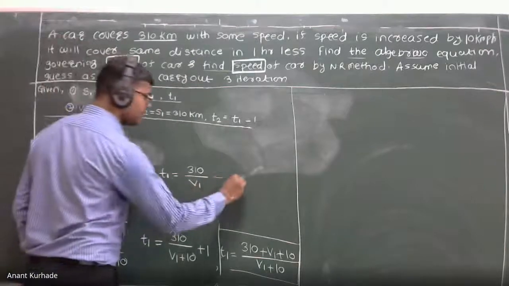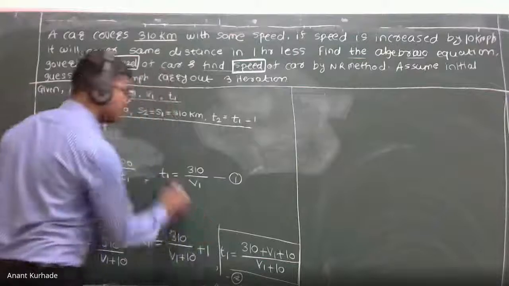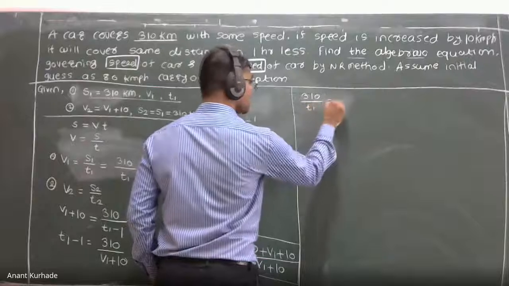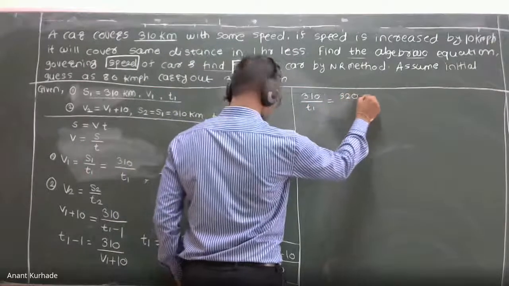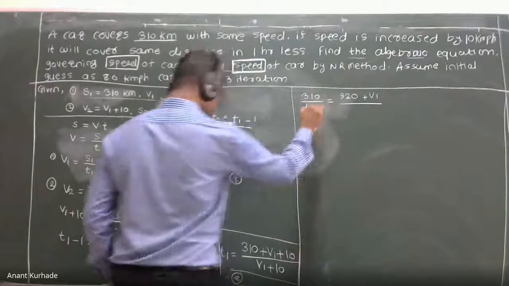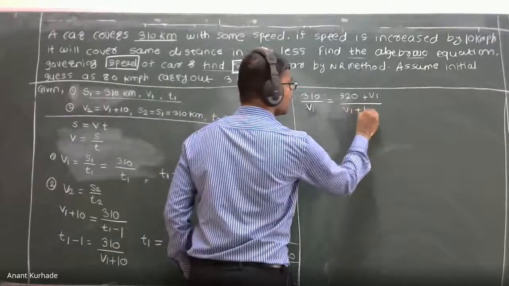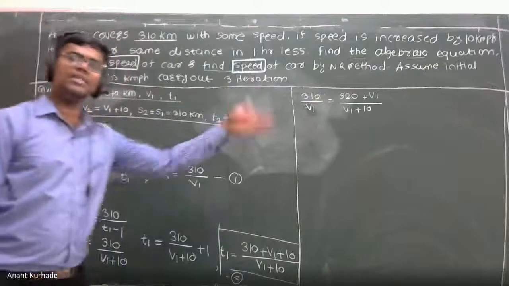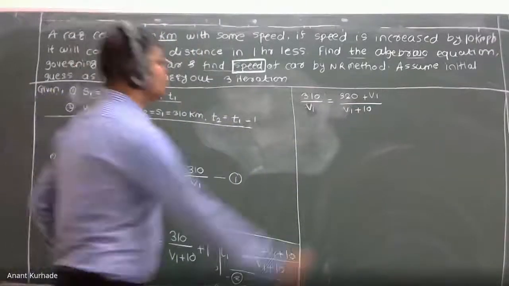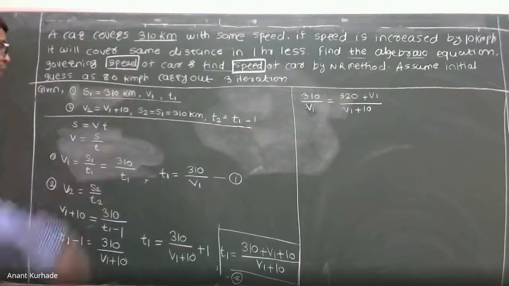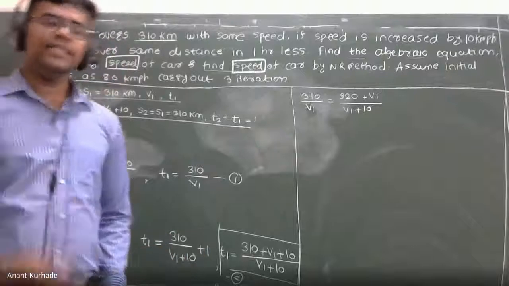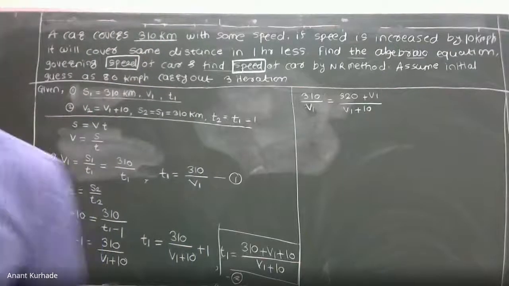Now, by observing equation 1 and equation 2, we can say T1 equals T1. Now we can write 310 divided by T1 is equal to 320 plus V1 divided by V1 plus 10. Now you can just cross multiply and write down this equation in terms of V1 is equal to 0. Do this fast.